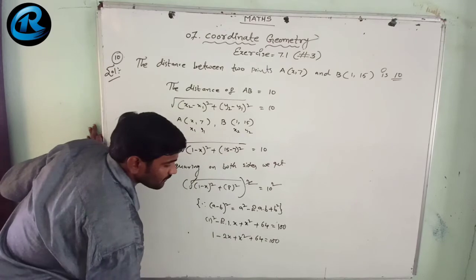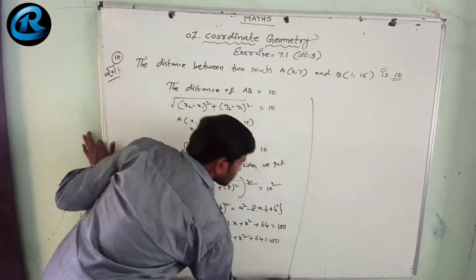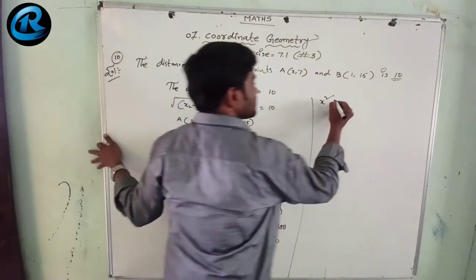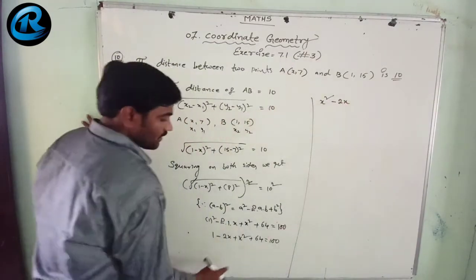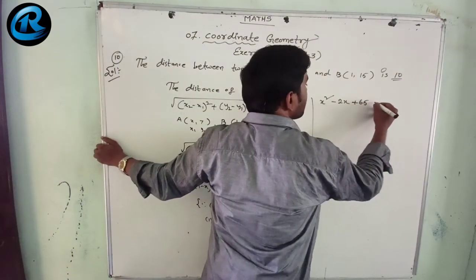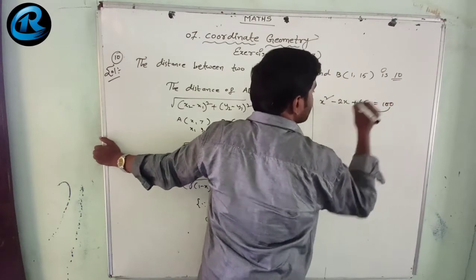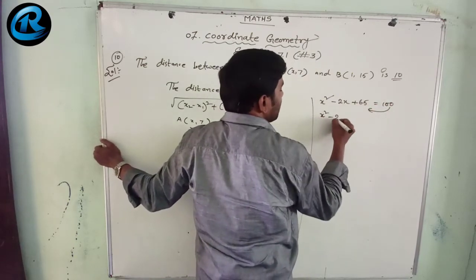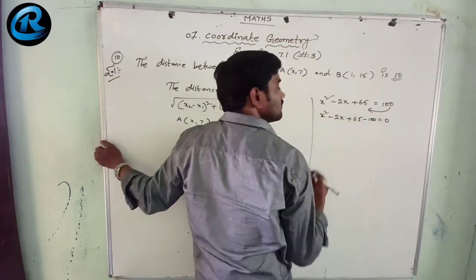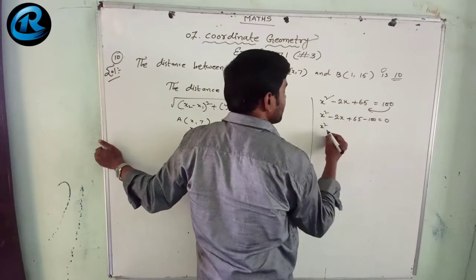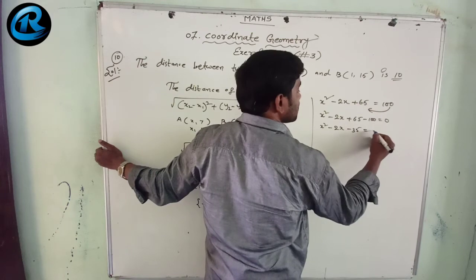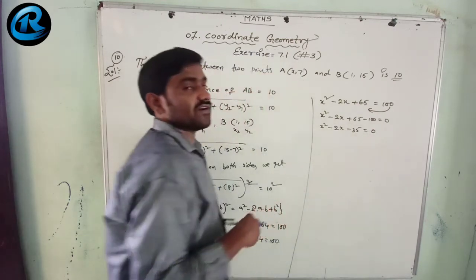Now this we write in the standard form: x square minus 2x, here 64 plus 1, 65, equal to 100. This 100 we bring this side: x square minus 2x plus 65 minus 100 equal to 0. Now here you subtract 65 minus 100: x square minus 2x minus 35 is equal to 0.